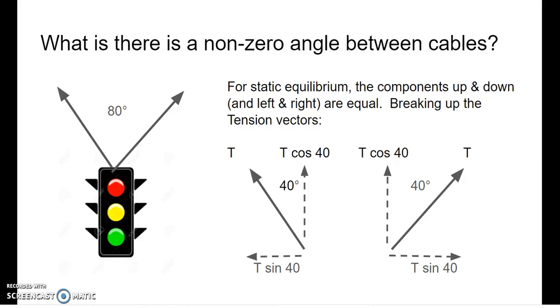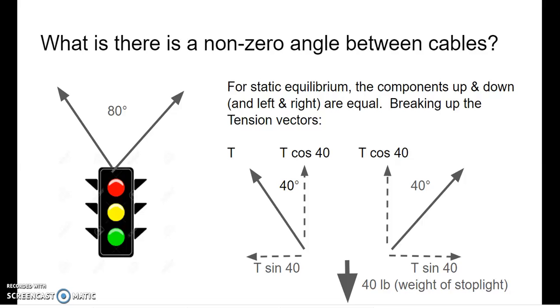So the up component for each of them is T cos 40, and the left component is T sine 40, and the right component is T sine 40. And of course, acting downward at the point of connection where the two cables meet the stoplight, that is 40 pounds, the weight of the stoplight. So how do we figure out the tension? Well, it's not too hard.